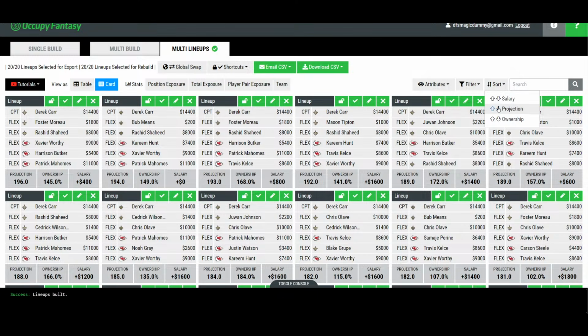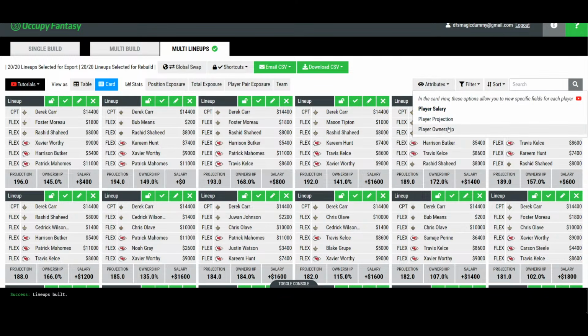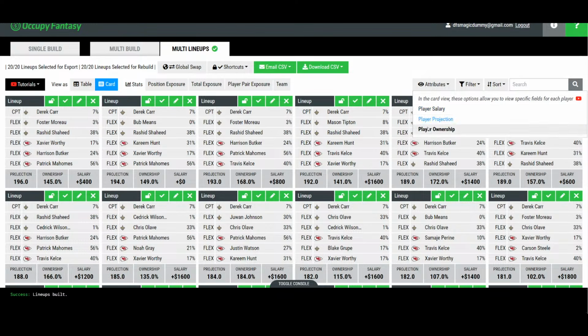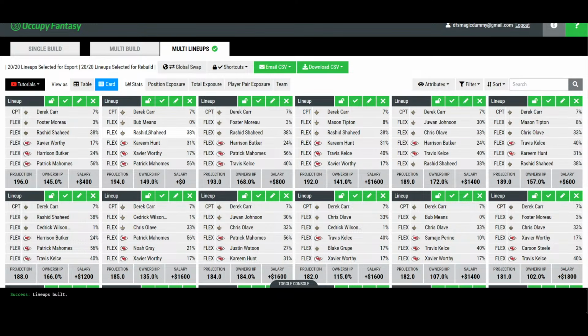Let's look now. And this is sorted by projection. Let's look at a player's ownership in each one. So this attributes tab, you can see their salary, their projection, ownership. It shows up right here. So this has 3 low-owned guys. That's probably too much, right? So maybe we want to exclude this one. This one has 0% ownership. We probably don't want to do that.